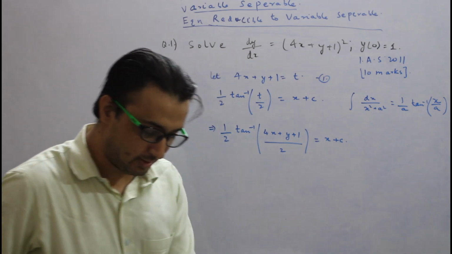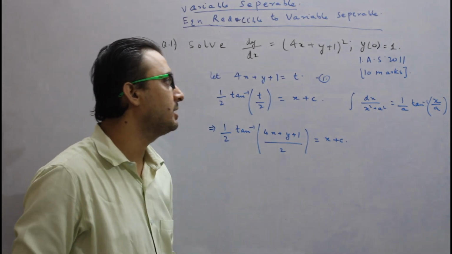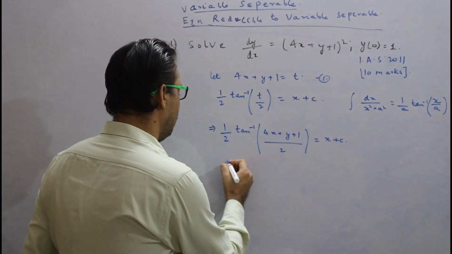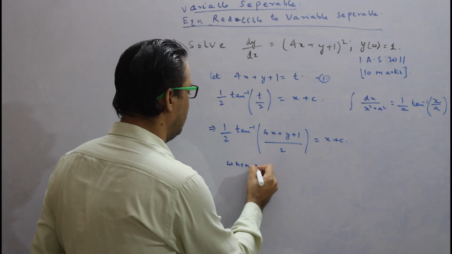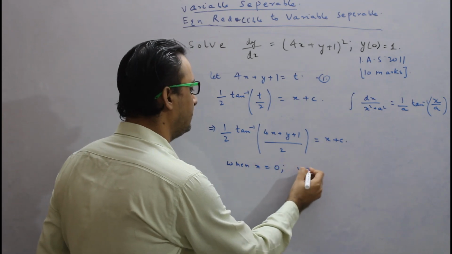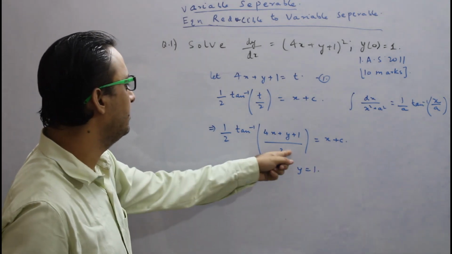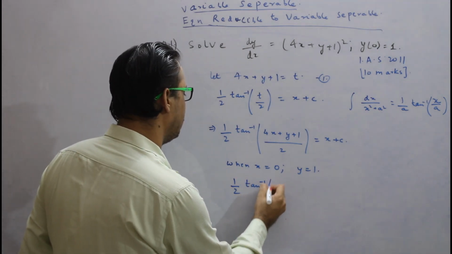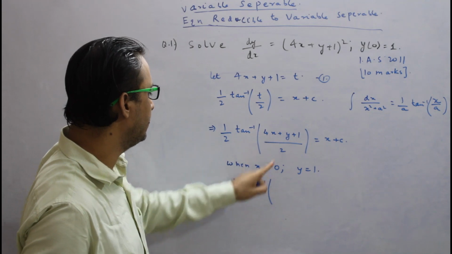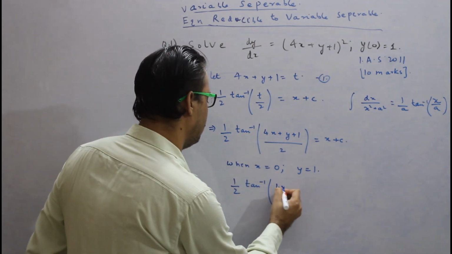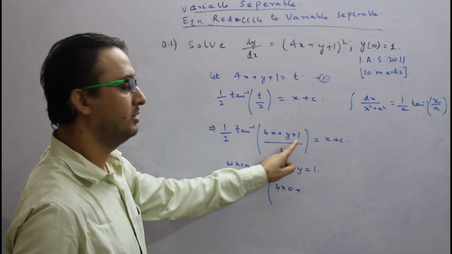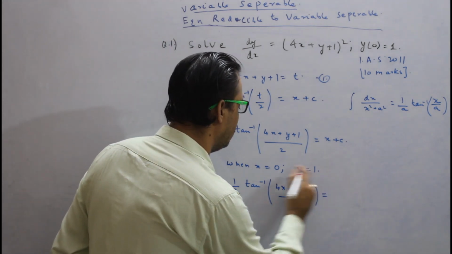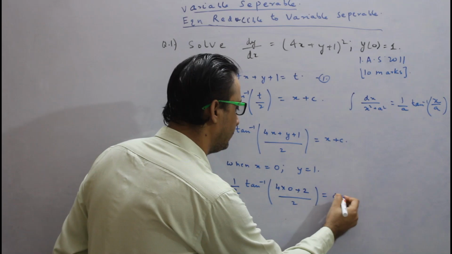So we cannot stop here. We have to find the value of this constant. We are given that when x is equal to 0, y value is 1. So we will plug this value in this one. So this becomes half of tan inverse 4 into 0 plus y is 1. So 1 plus 1 is 2 divided by 2 is equal to x is 0.